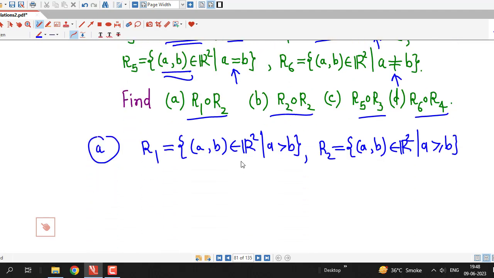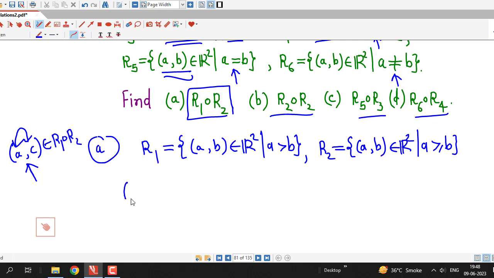And I have to find R1 composite R2. That is, I have to decide the elements, the ordered pair (A, C), in R1 composite R2. So I have to decide which condition I have to put on this A and C such that the ordered pair (A, C) belongs to R1 composite R2.